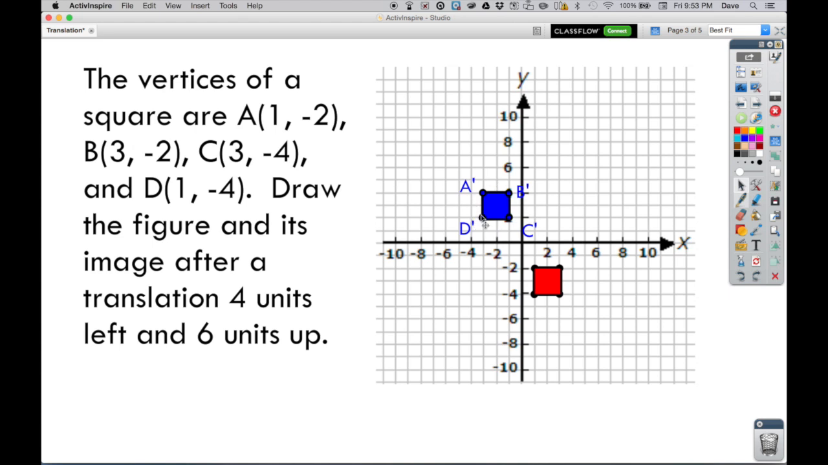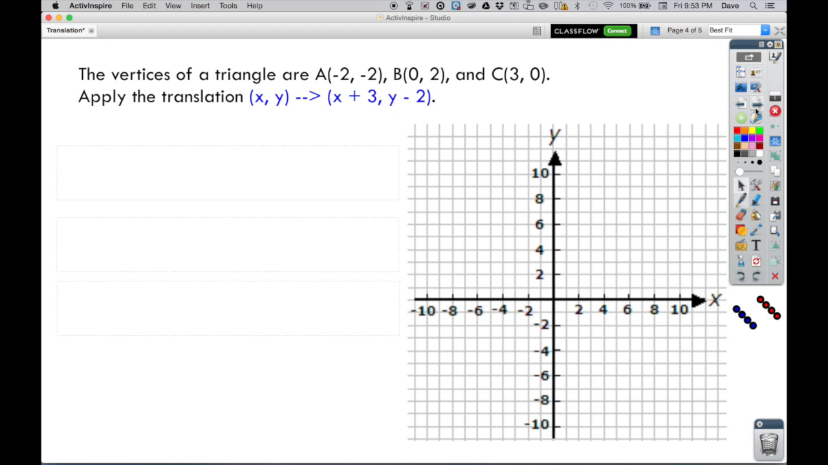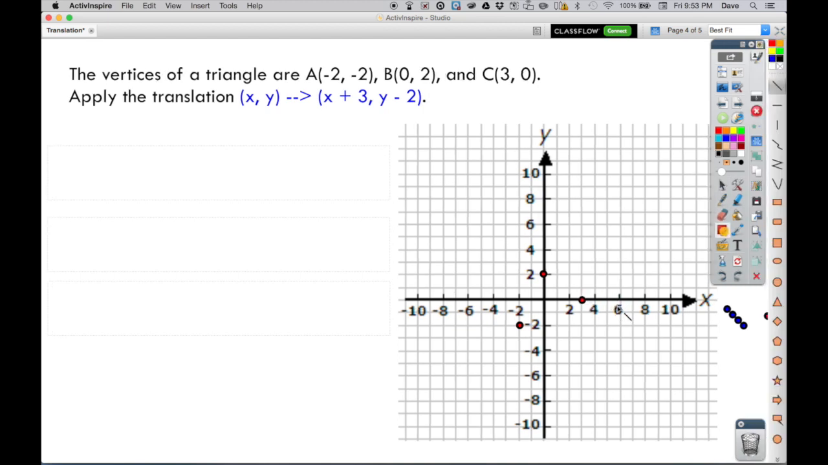to another. Now, here's another way we're going to see it, and we did this on SketchUp. A mathematical translation. So sometimes, rather than saying it in words, they'll give you the pre-image or the figure. Vertices of a triangle are A(-2, -2), B(0, 2), which is right here, and C(3, 0). All right, so there's our triangle. If I go and get some lines, don't have the triangle ready to go, there's our triangle there.